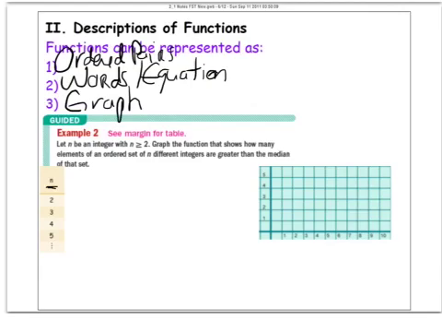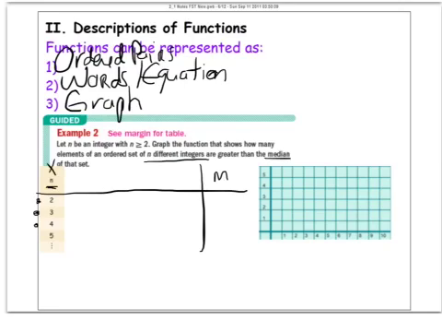Graph a function that shows how many elements of an ordered set of n different integers are greater than the median of that set. So we have to have 2 different integers for this set, 3 different integers for this, and 4 different integers for that. What I'm going to do for you is we'll call it n and m for our median. How many are in the median of it? So this is going to be kind of our ordered pair. This is kind of like our x and our y.